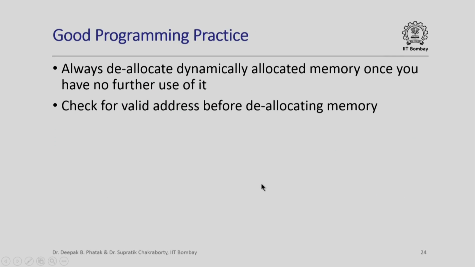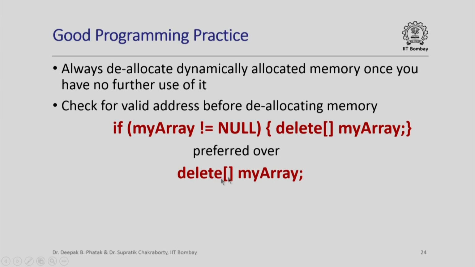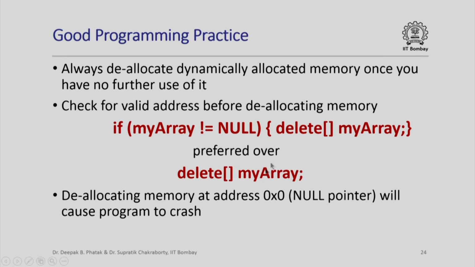Now, good programming practice: you must always deallocate dynamically allocated memory once you have no further use of it. But you should also check for the validity of an address before you deallocate memory at that address. So instead of just saying delete my array, you should perhaps check whether my array is not equal to null and only then delete my array. Because if you deallocate memory at the null address, your program is going to crash. The null address or the 0 address, recall, is outside the memory space of every process.